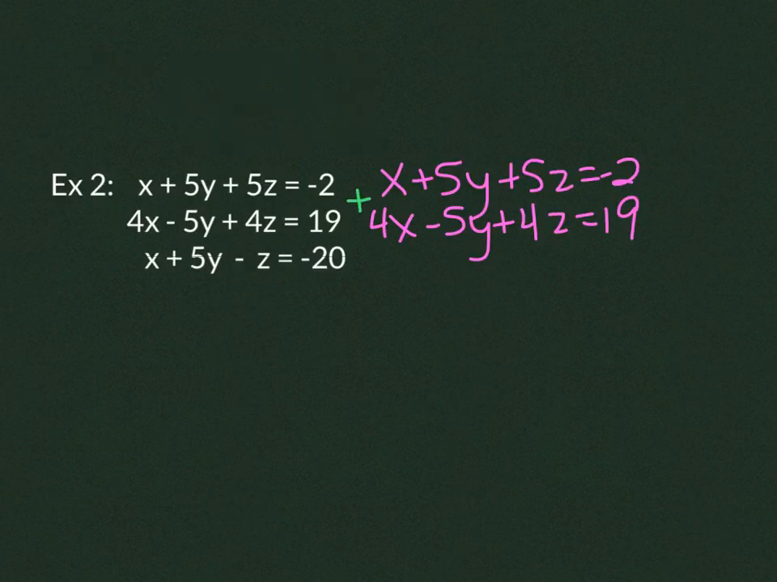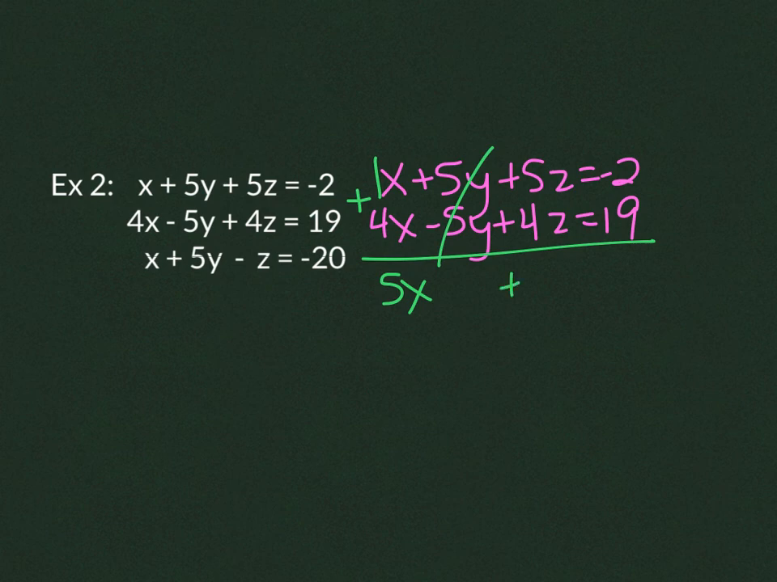So I rewrote them. Let me add them. 1x and 4x is 5x. Negative 5y and positive 5y cancels. 5 and 4z makes 9z. And negative 2 plus 19 would be 17. Okay, I can't solve that yet because it still has an x and a z.